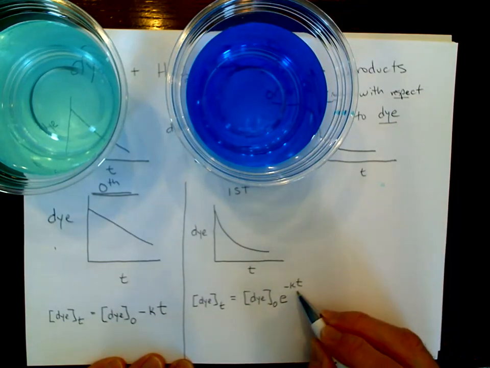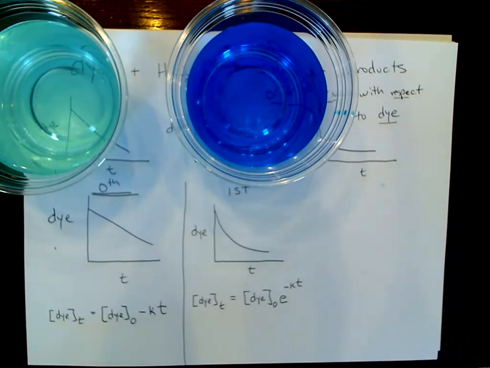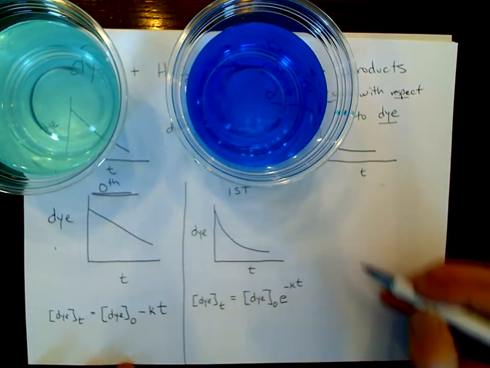So this is in the exponent of this number e. You should know how to use that on your calculator. This is the rate constant for the reaction, and once again, this is your time. So this is the equation that's going to describe how first order decay works.